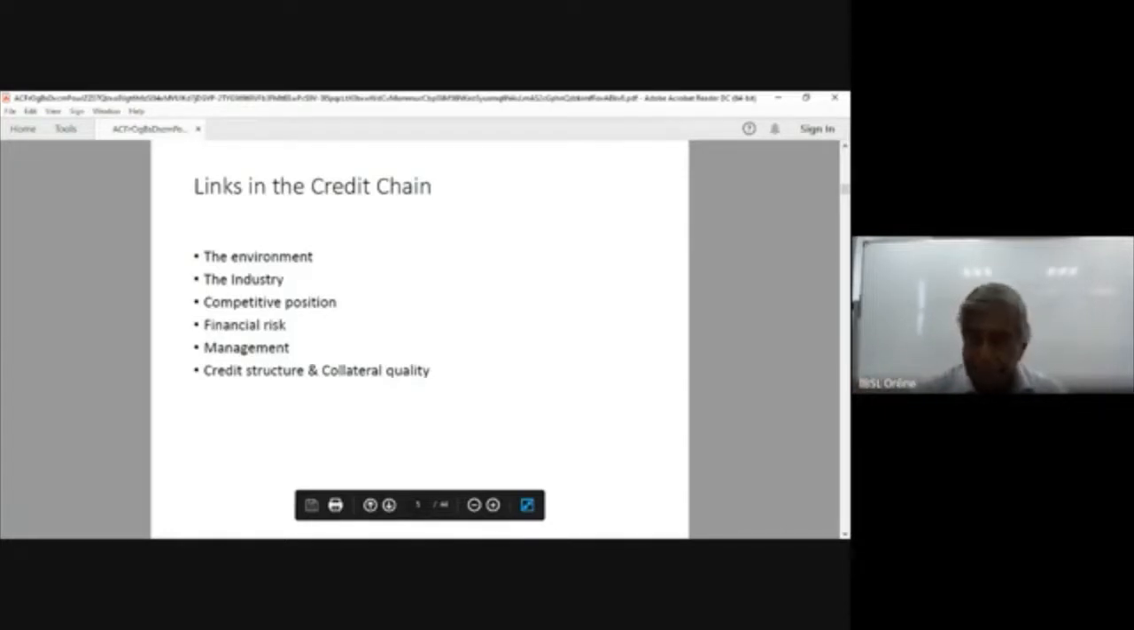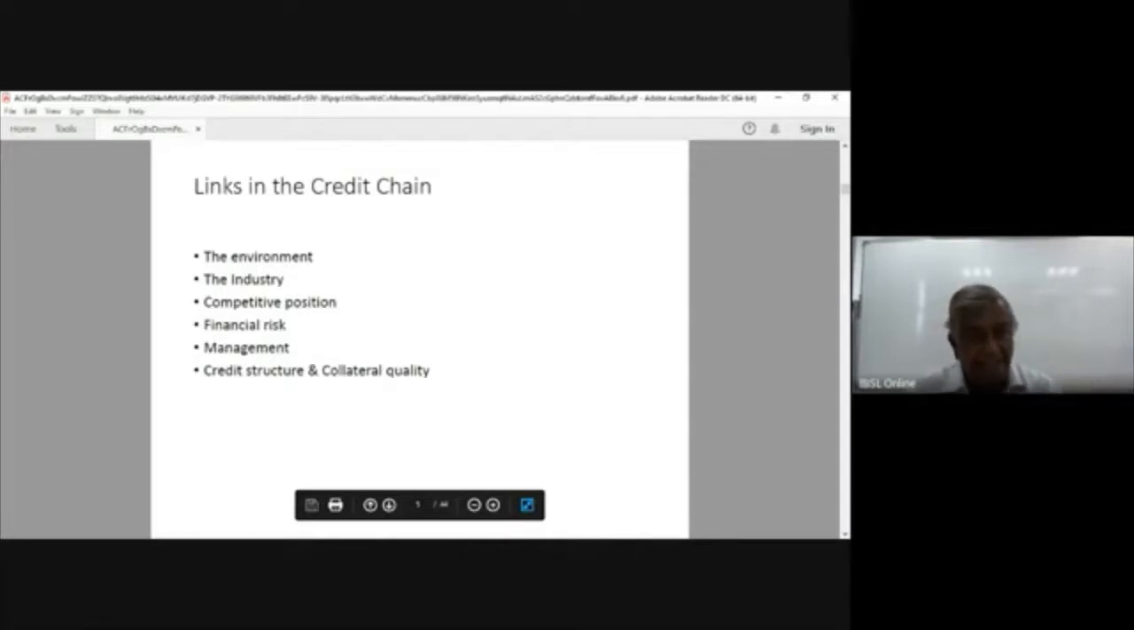The environment, you have to analyze the environment. Where are the businesses? The industry, yes, analyze the industry where your customer is involved. Then the competitive position within the industry, where your customer is. Then the financial risk analysis, the financials of your customer. Then the management of your customer. And finally, credit structure and the collateral quality. You must see if everything is okay, you must structure the credit and the collateral offered by the customer. You have to see the quality of the collateral.